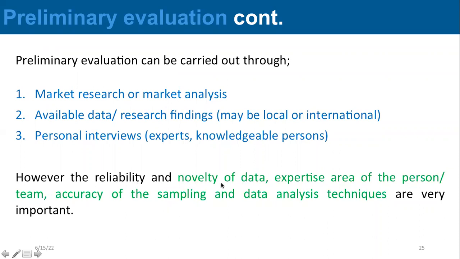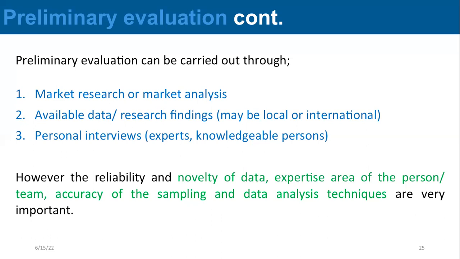However, reliability, novelty of data, expertise area, and accurate sampling are very important. Up-to-date and novel data should be considered. When we consider data obtained 10 years ago, the climate and the vision of the people are different. Nowadays, young people want different things. So always you have to consider novel data.